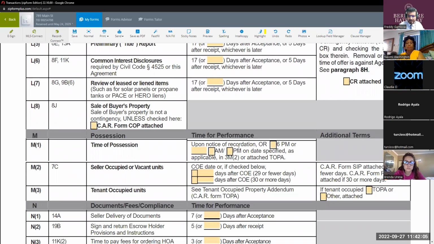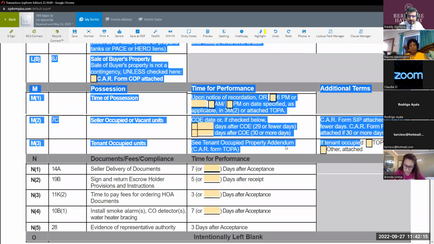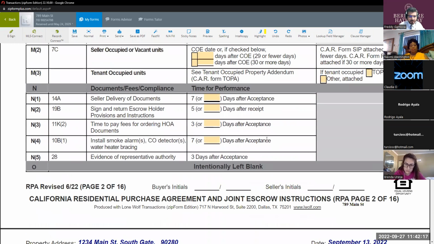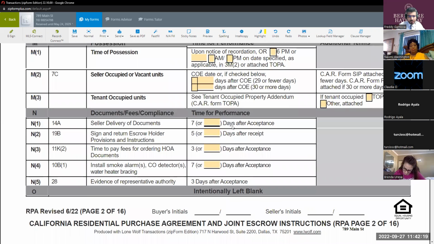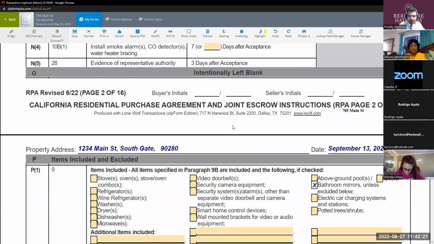Time of possession. If it's defaulted, leave it alone. Same thing if it's unoccupied. They're asking for it to be vacant or occupied. Highlight this as well, if it's unoccupied or not. That's on page 2. Any questions when it comes to the counter offers on this page 2? We're good. Page 3.